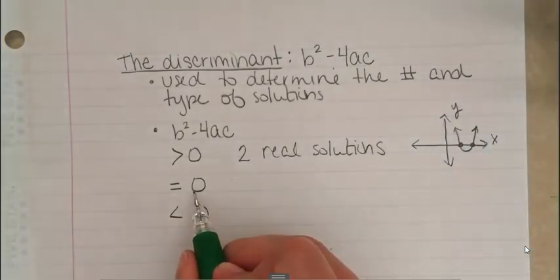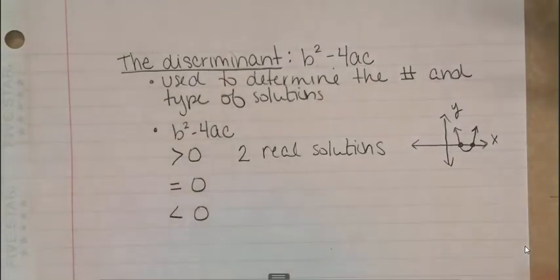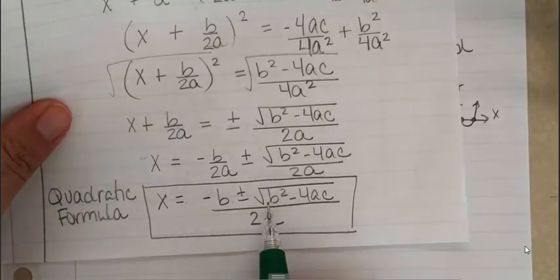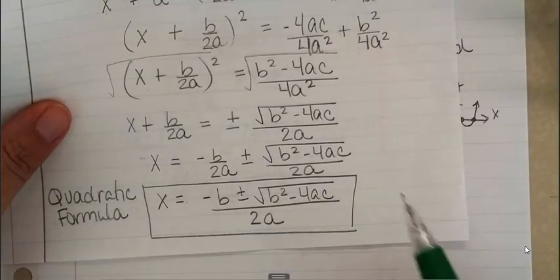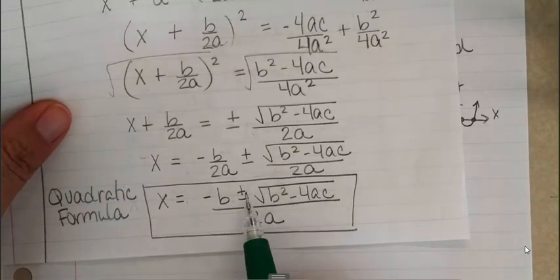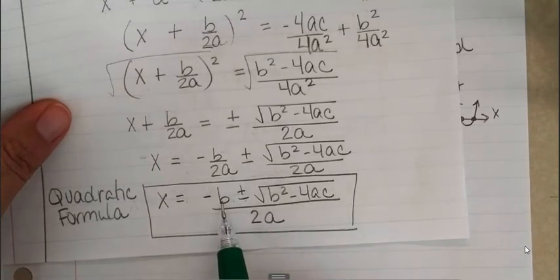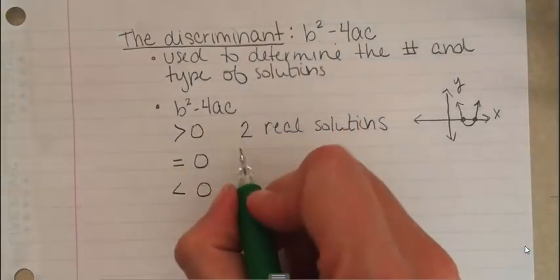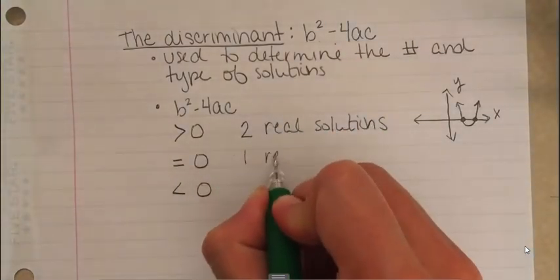Okay, now what happens if the discriminant actually equals 0? Well, think about it. In this formula, if you take the square root of 0, then you're not going to get plus or minus 2 different numbers. You're basically adding or subtracting 0, which is just going to mean that you're going to have a root where negative b over 2a is what it is. So here you're going to have 1 real solution.